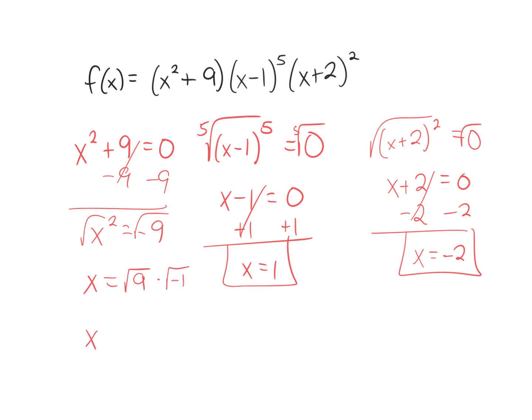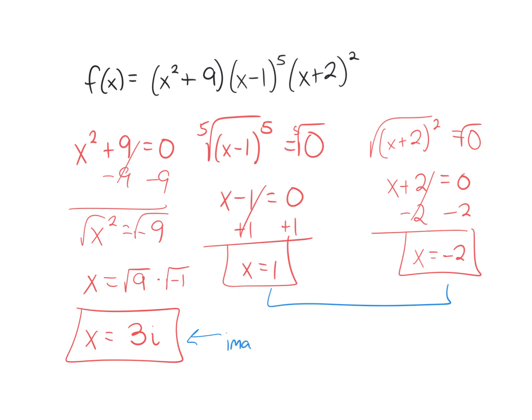What's the square root of 9? 3. What's the square root of negative 1? I. There we go. So now we have i back. How is this one different than these two? There's an i. What kind of number is i? Real or imaginary? This one here is an imaginary solution.